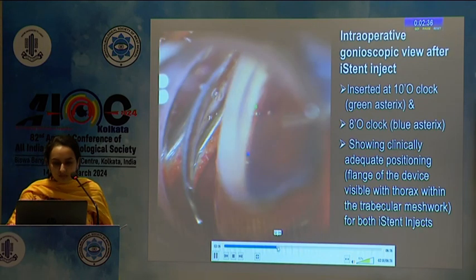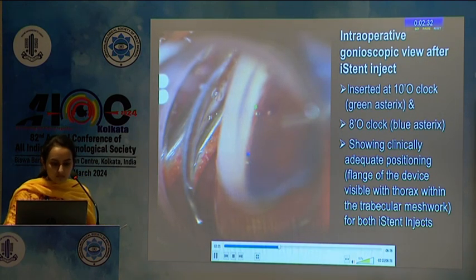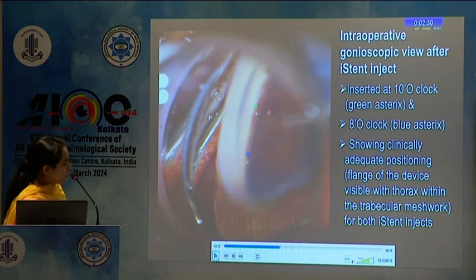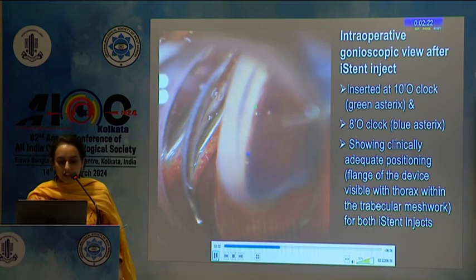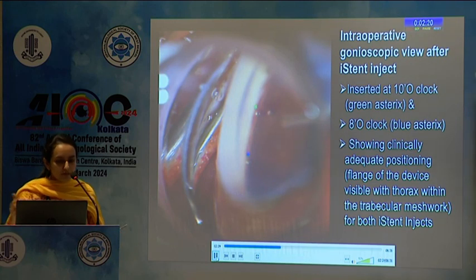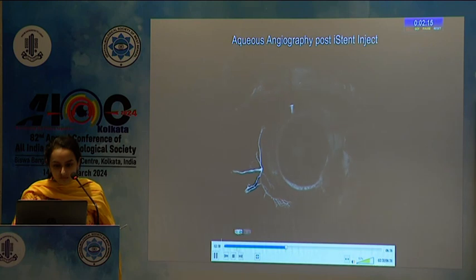Gonioscopic view after iStent inject. One was inserted at the 10 o'clock position, denoted by the green asterisk, and the other was inserted at the 8 o'clock position, denoted by the blue asterisk. So as you can see, these are two anatomically well-placed iStent injects.